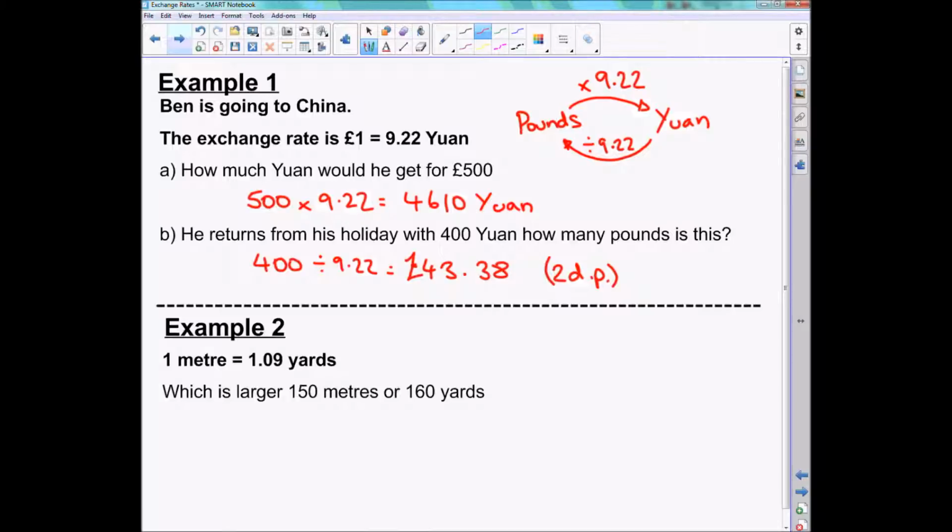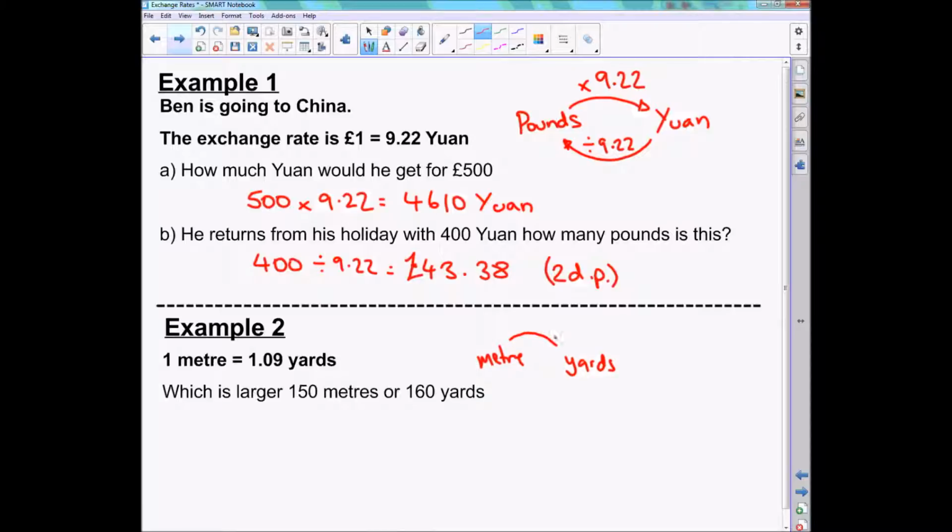So in example 2, I want to show that you can use this in other sort of proportion questions, not just currency. So here I've got 1 meter equaling 1.09 yards. I'm converting from a metric unit, meters, into imperial unit yards, which is always a little bit messy. Now I'm going to start off by doing my little conversion loop, which starts off with meters on the one side and yards on the next.